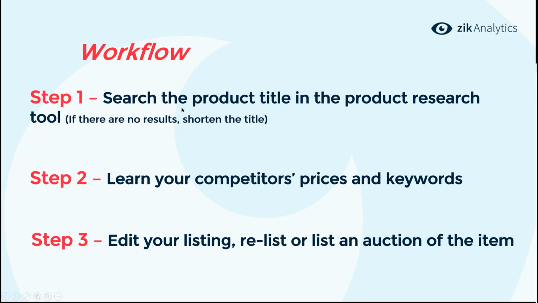Step number 1, search the product title in the product research tool. If there are no results, shorten the title. So you find a product in your store that hasn't sold for 6 months and you understand that you need to sell it in order to free space in your inventory or to generate cash flow. You take the title of this product to the product research tool in ZIK, you paste it there and you click search. If there is no result, you will shorten the title and search again.